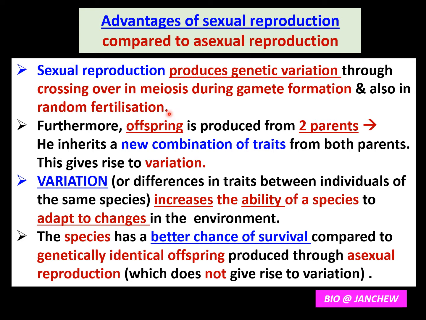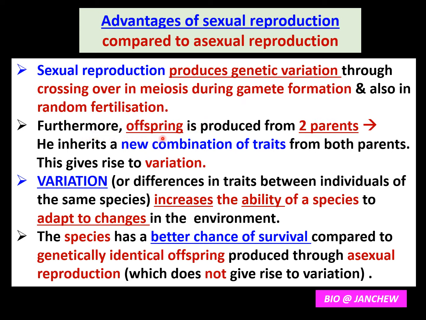all right, through a few processes. So genetic variation here means differences in traits between individuals of the same species. For example, differences between individuals, between humans, from the aspect of blood group, height, resistance towards diseases, and so forth. All right. So variation is very important to a species. All right, we'll find out why later.